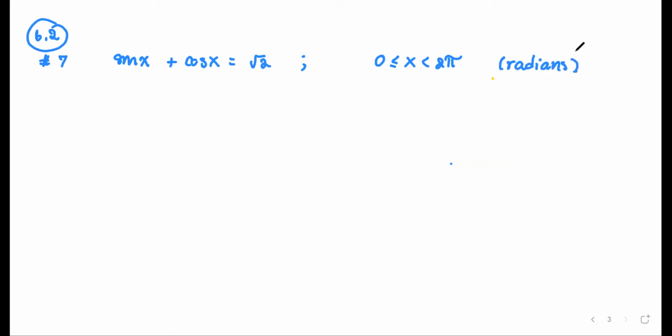For this problem, we have sine x and cosine x in the expression on the left-hand side. What we're going to do for this case, we are going to multiply or raise both sides to the second power.